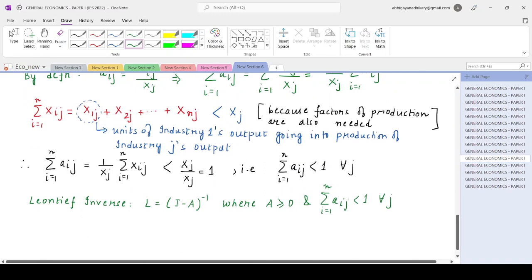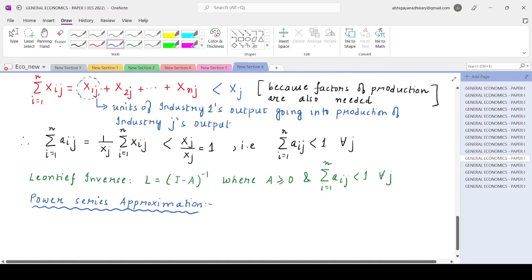Now understand one thing, this is a very simplified example where we are taking n sectors and all, but in reality there can be hundreds of sectors, right? So the A matrix can be humongous and taking an inverse of that might be a very tedious job. So what we want to do is, the formulation of this Leontief inverse has some interesting observation which I will call the power series approximation of this. That means rather than going by the standard classical way of finding the inverse of a matrix, I'm going to use some power series approximation of finding the inverse of this matrix I minus A.